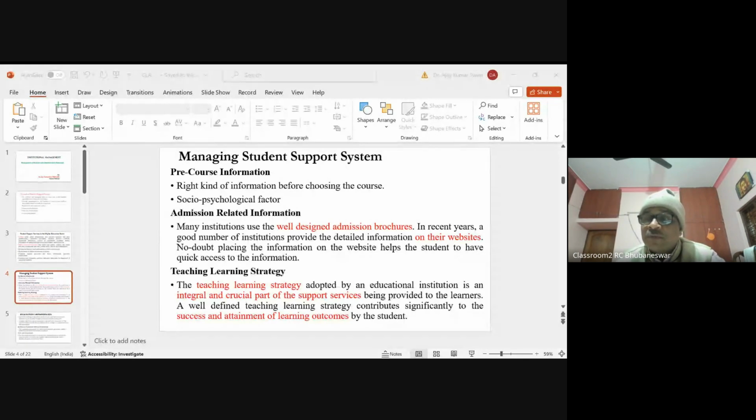So teaching learning strategies, this is very important in any activities, any courses. The more important is teaching learning strategy. What strategy you have to adopt in your educational institution is very important. What type of support service you have to give to your learners for their better performance, for their better achievement? So a well-defined teaching learning strategy contributes significantly to the success and attainment of learning outcomes of the students.